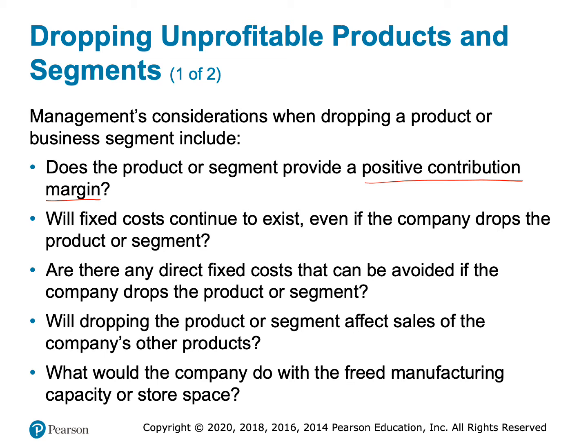Remember how we allocate overhead using our predetermined overhead rate? Some of the overhead we allocate is variable, meaning it would go away, and some of the overhead we allocate is fixed. It won't go away just because we drop the product. So we can't assume that just dropping the product means that the fixed overhead is going to go away. What's going to happen is that it will have to be reallocated to the other two departments, or the other two segments, or the other however many.